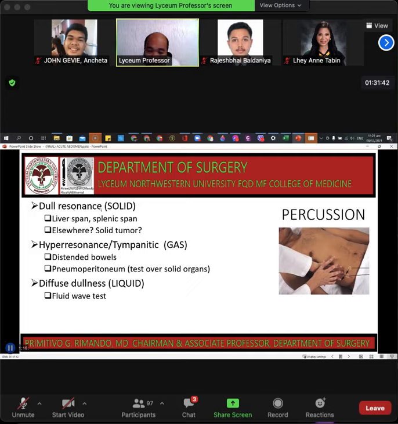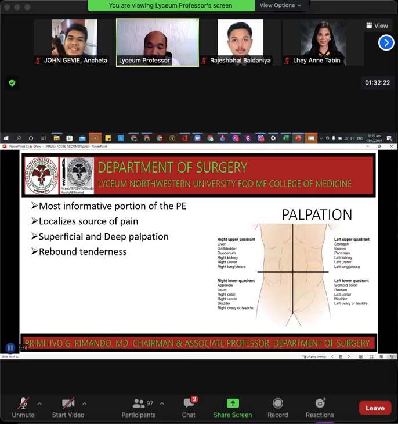So if it is dull, then it's solid. If it's hyperresonant, or what we call tympanitic, then it can be gas. So what does that mean? It can be distended bowels, or it can be pneumoperitoneum. You can also have diffuse dullness from liquid. So for patients who have ascites, remember your fluid wave test. This is one way to check if free fluid is actually causing the distension of your abdomen.